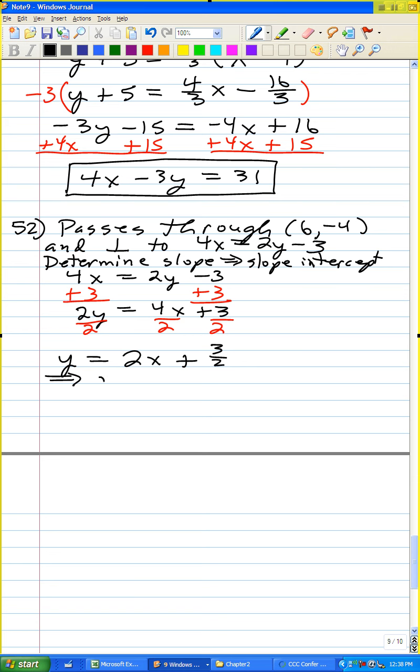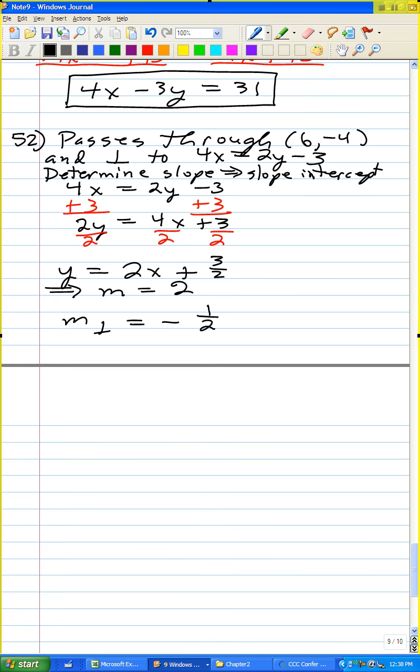So therefore the slope of my line is 2. I want to find the slope of a line perpendicular to it. And so I want the negative reciprocal. So I change it from positive to negative, and I find the reciprocal of 2, which is 1/2. So now I have a point and a slope.